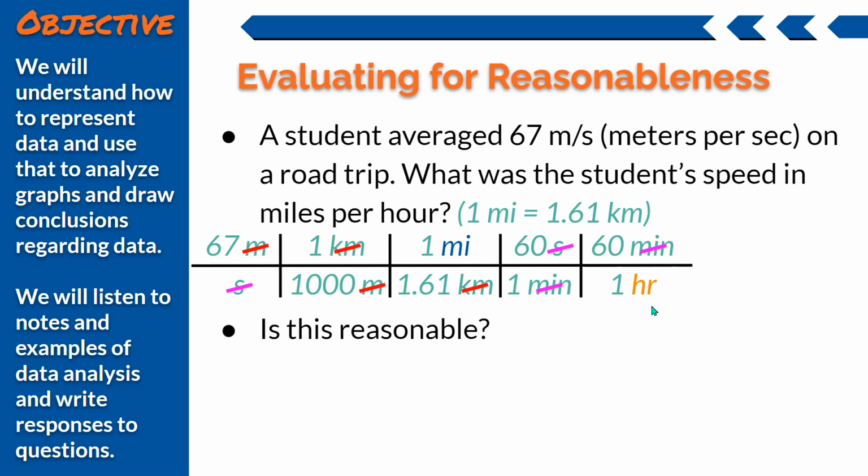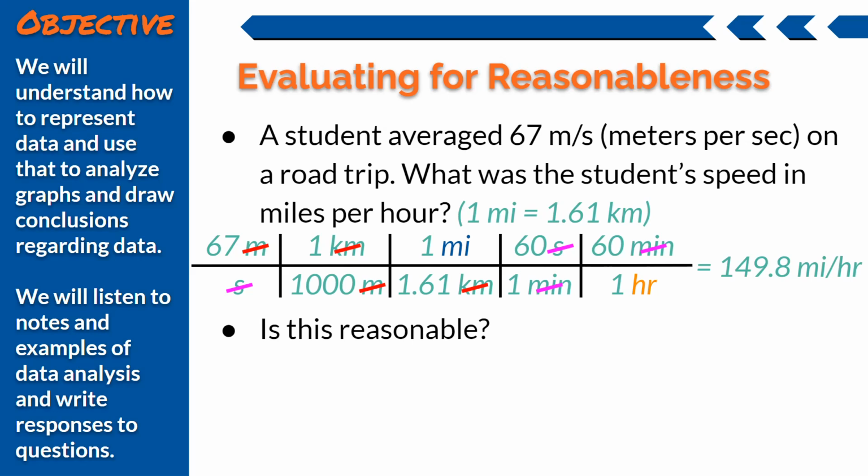So now I have a series of conversions that I need to multiply by or divide by. What you're doing is 67 times 1 over 1,000 times 1 over 1.61 times 60 over 1 times 60 over 1. Or, what I think is easier is just multiply anything across the top and then divide by anything that's on the bottom, however you want to do it. But if you do that, you get 149.8 miles per hour.